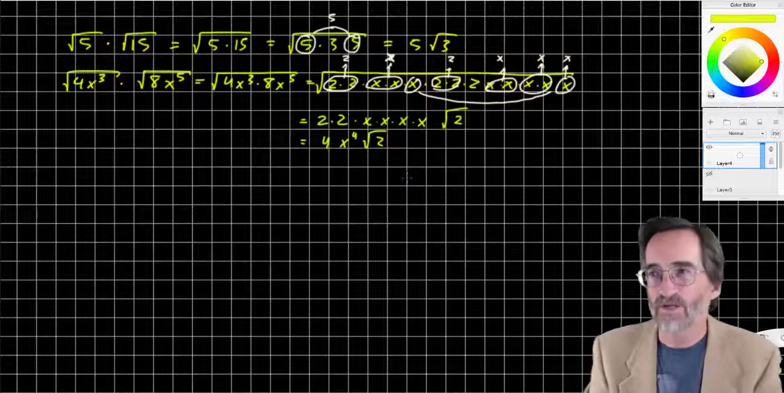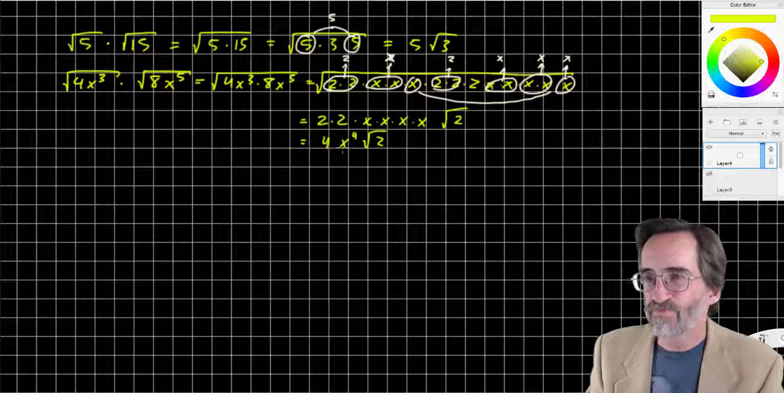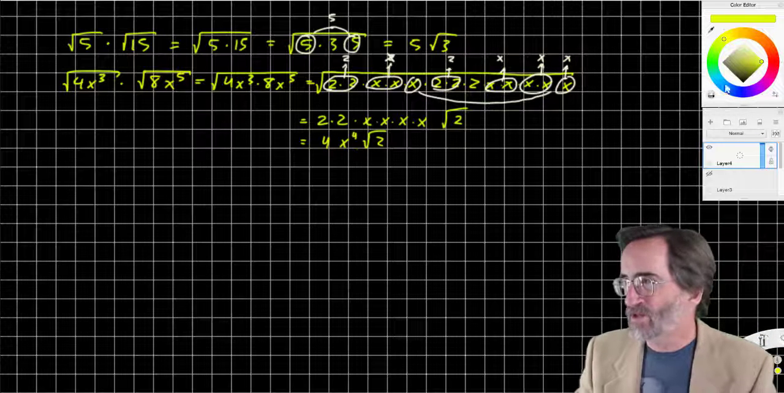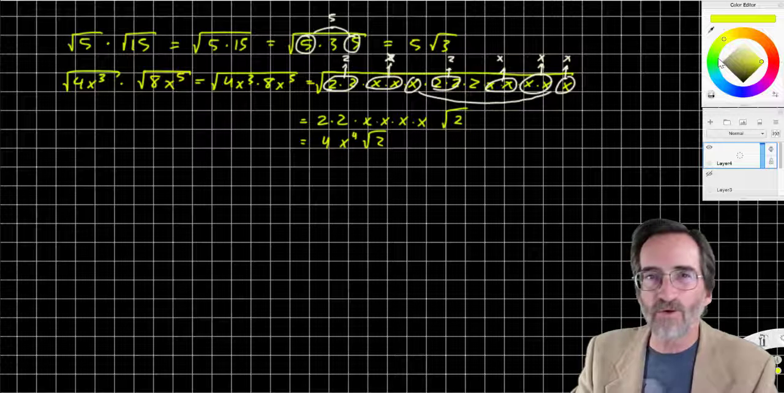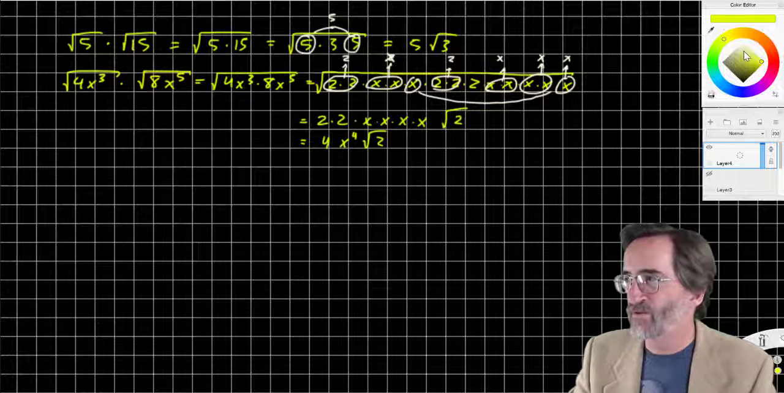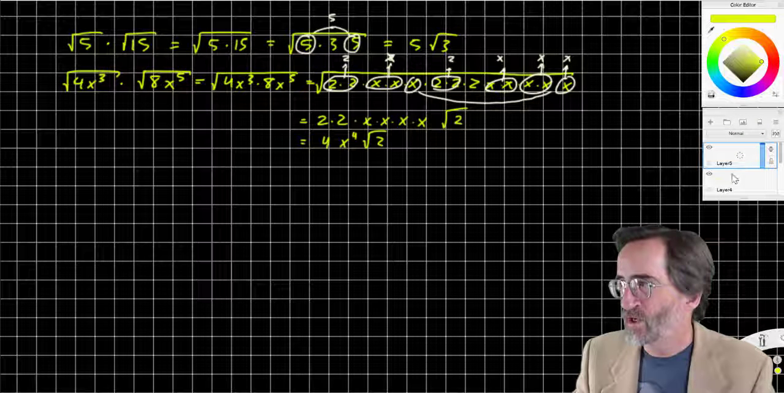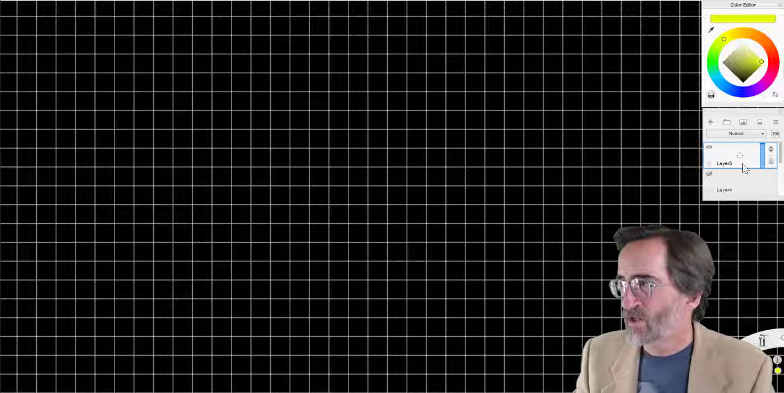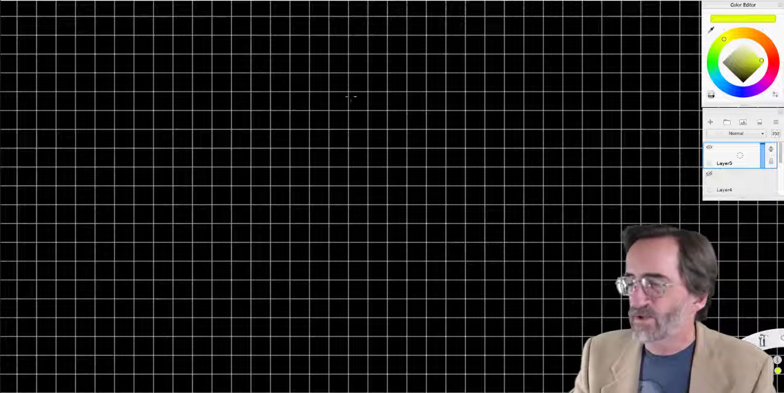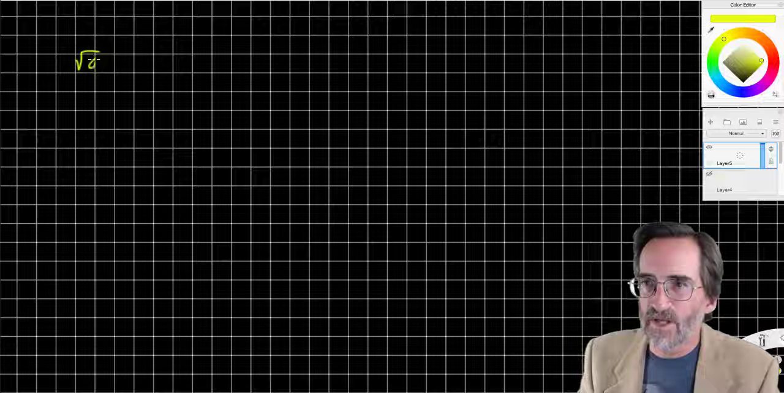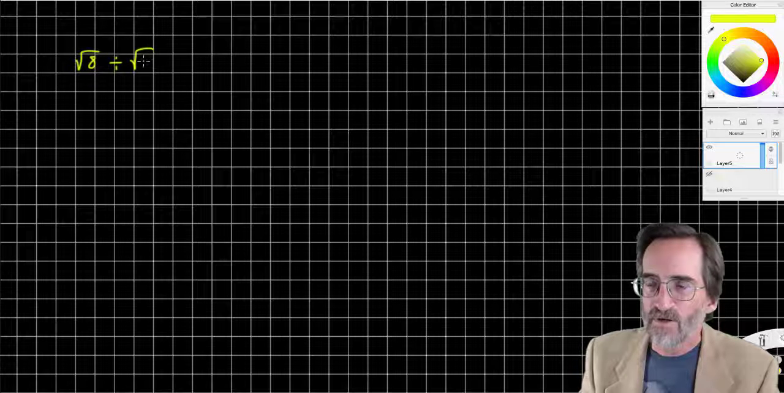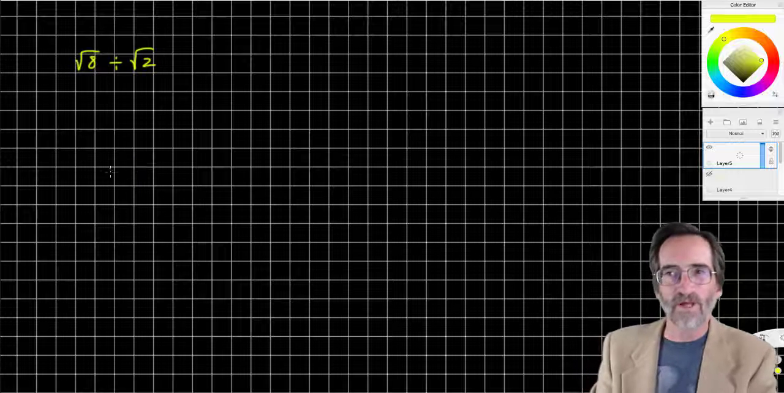The other thing you need to be able to do is divide. Okay, and that's a little bit tricky. We do something called rationalizing the denominator. Let's do that here. Let's bring up a new page. Okay. All right, so let's say I've got root 8 divided by root 2.